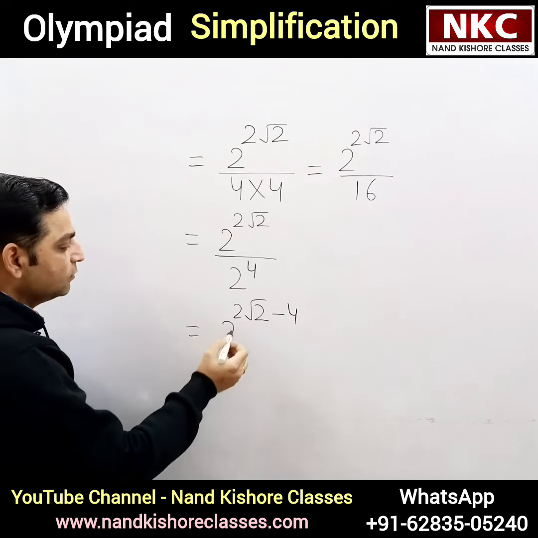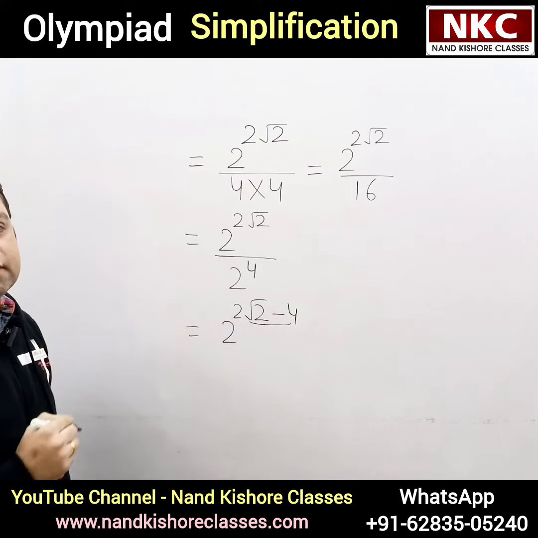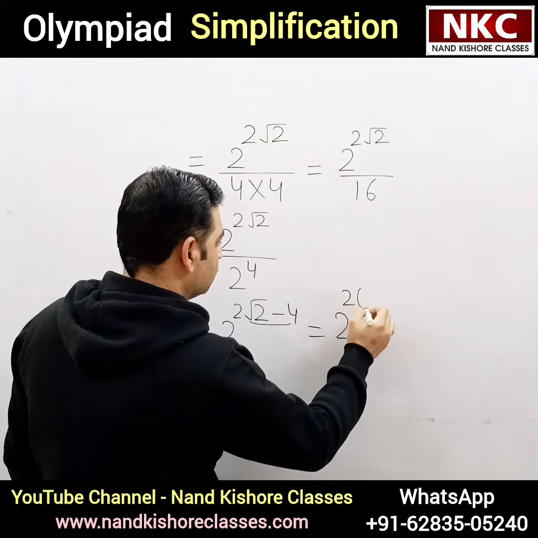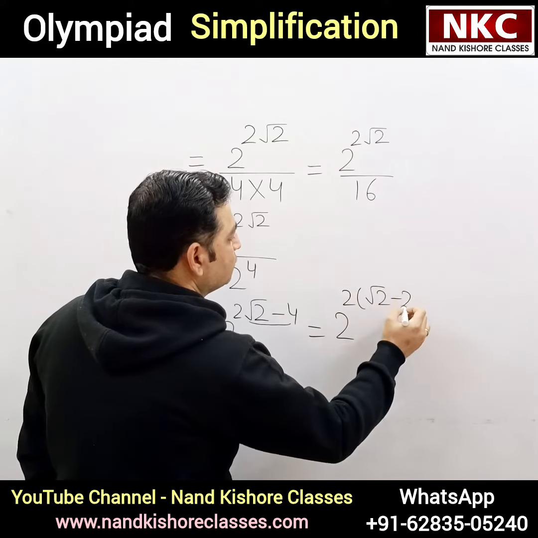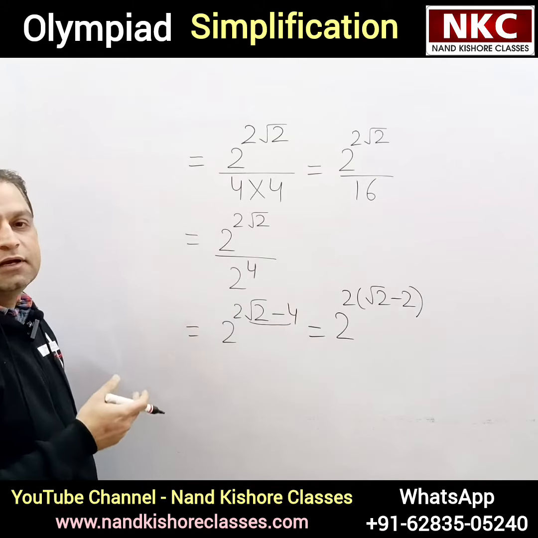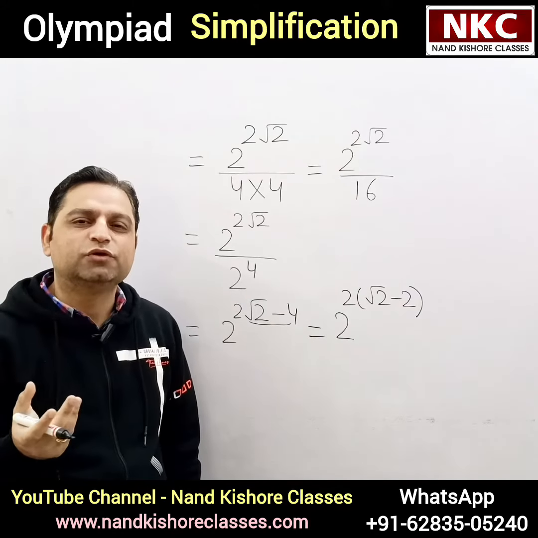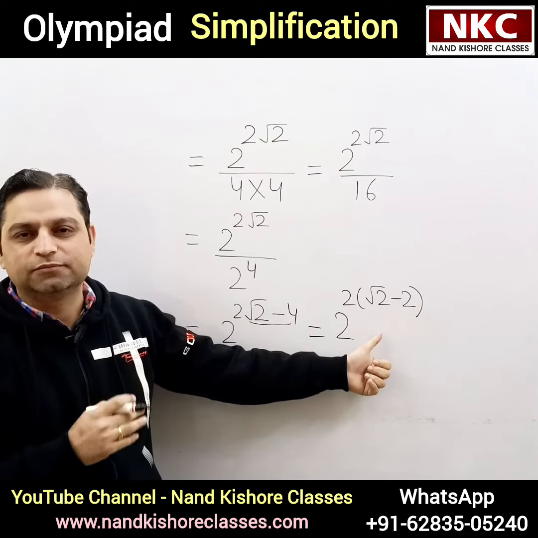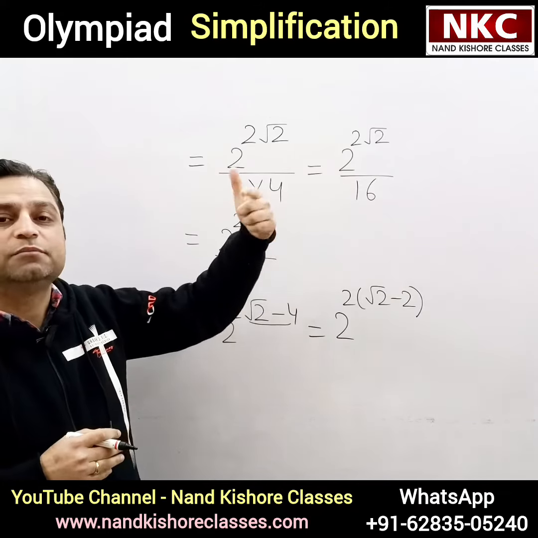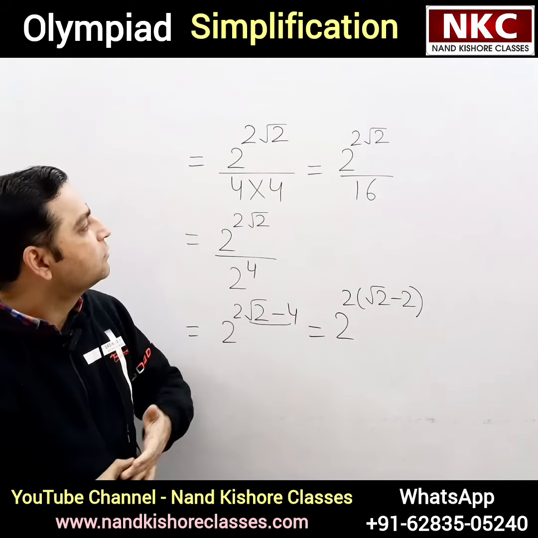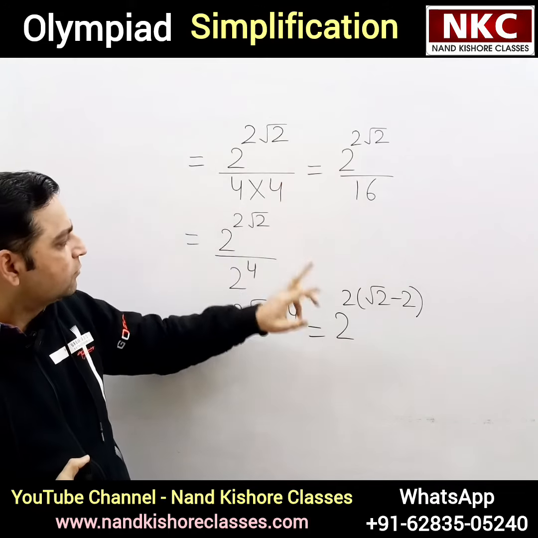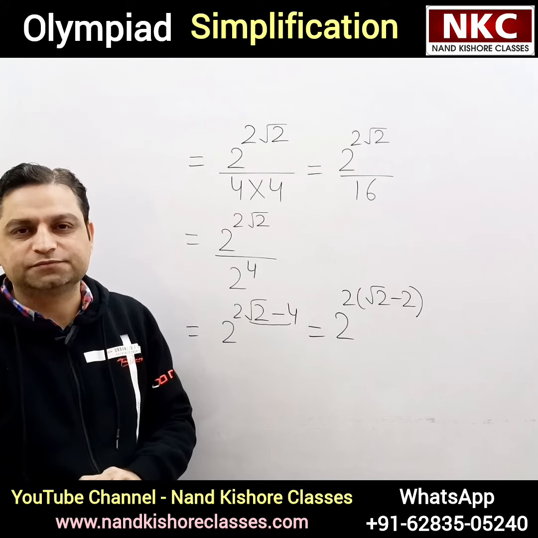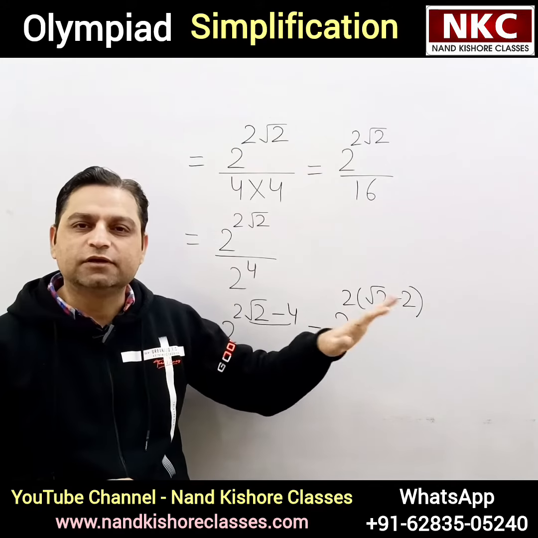One more step can be done. From these two terms, 2 can be taken out common. And we can further write it as taking 2 common, root 2 minus 2. See, it is the requirement of the question up to which you want to solve. I hope this is clear, that how this solution comes. It depends. Sometimes you get MCQs, 4 options are there. Maybe this option is given. Maybe this option is given. Depending upon the requirement of the question, we need to proceed. I hope this question is clear to all.